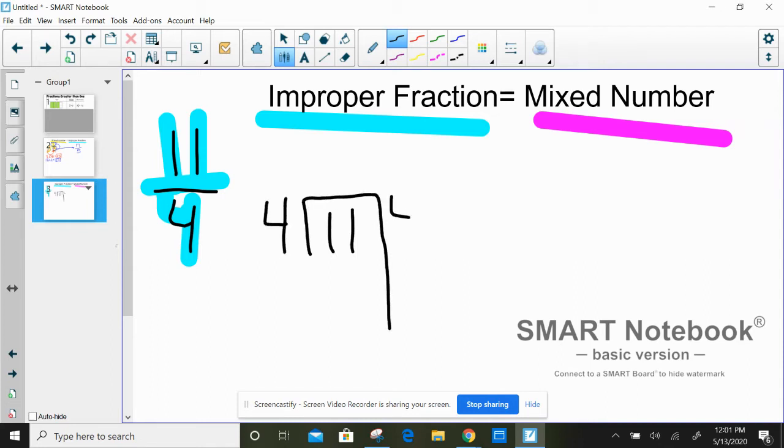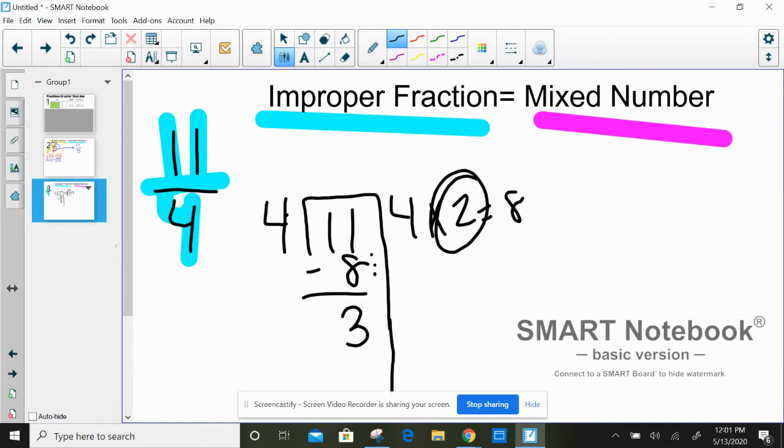Okay, so I'm going to say 4 times 2 is going to give me 8. It's pretty close to 11. Subtract those, 8, 9, 10, 11, so 3. And I can't break this down any farther, right? Because 4 can't go into 3, it's too small. So that means our quotient here is our 2. So that means the answer here is 2.